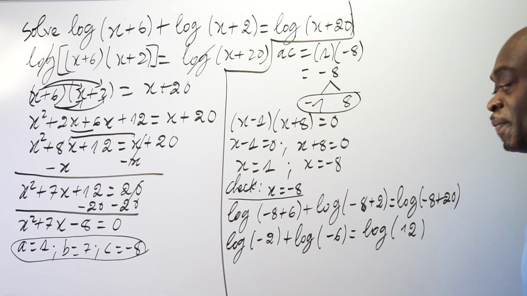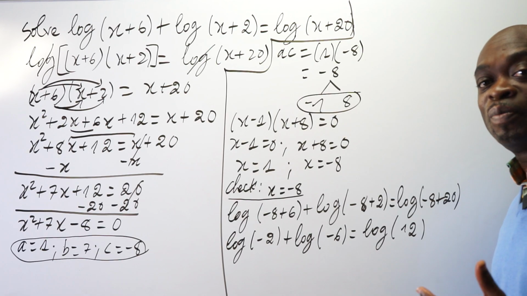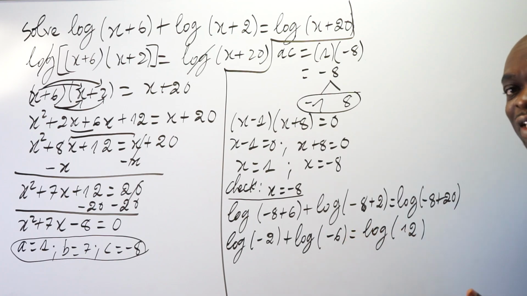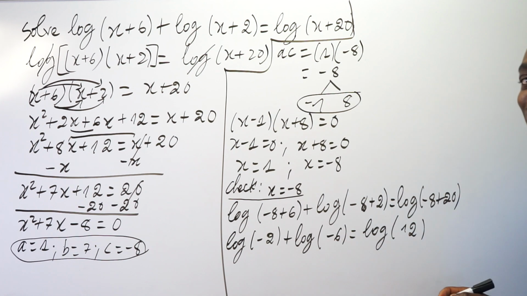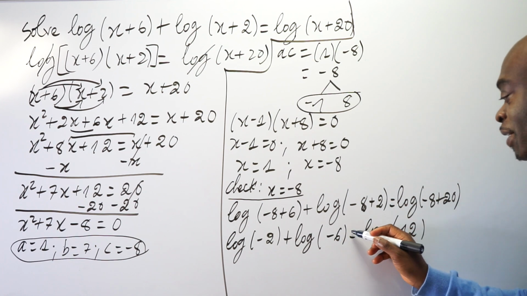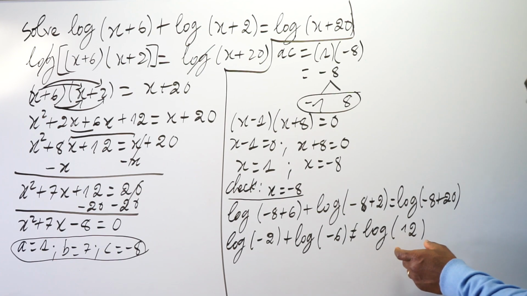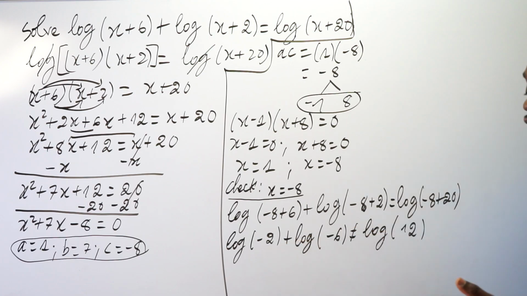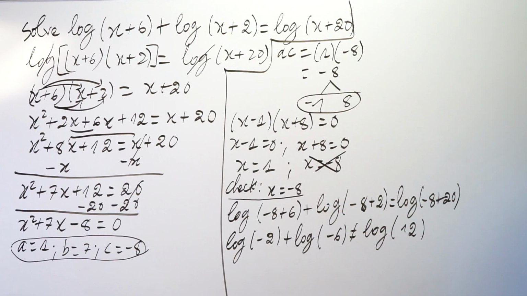Now what do we see here? Log of negative 2, we can't do it. By log properties, we cannot have a negative inside a log. Same thing as log of negative 6. Because this doesn't exist and this doesn't exist, when we add the two of them, it's still not going to exist. So this is not equal to log of 12, even though that one exists, because log of 12 is going to give us some decimal number. These two do not exist, so it's not equal. That means x equals negative 8 is not a definite answer for our problem here.